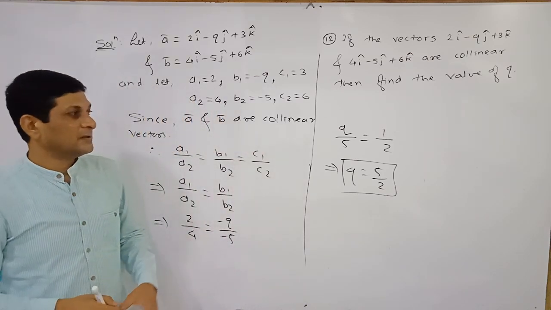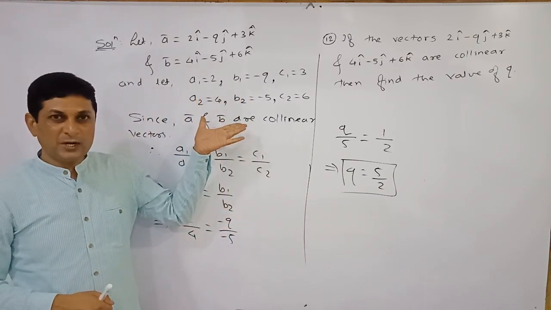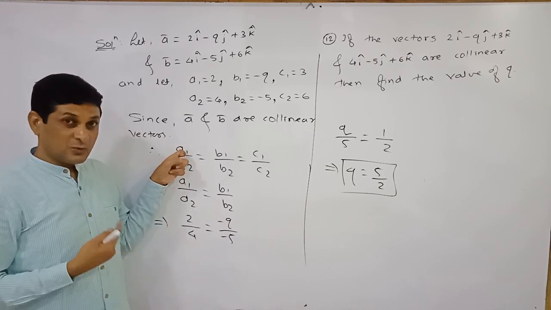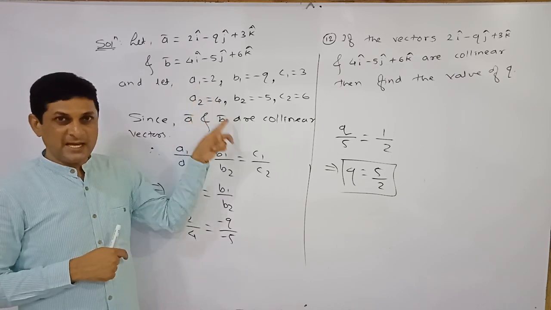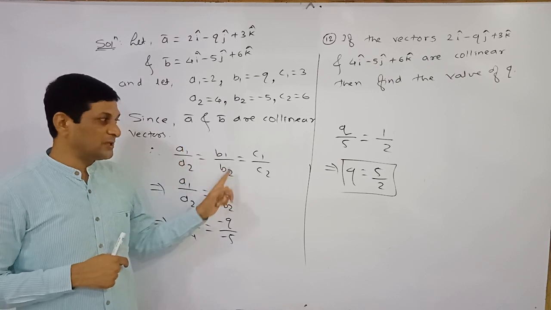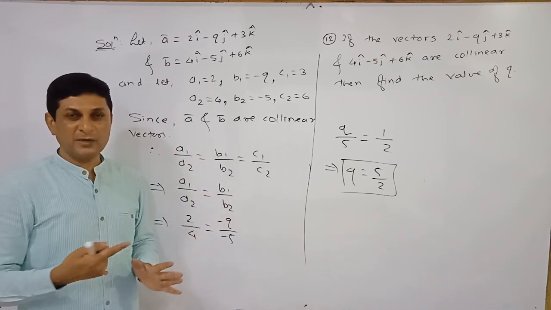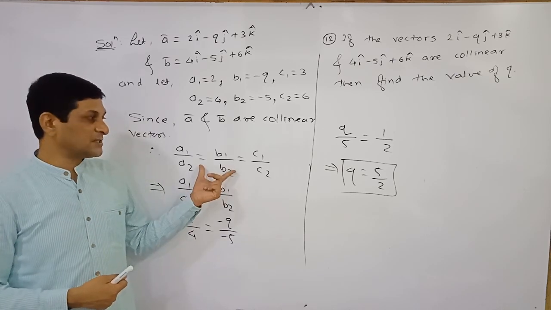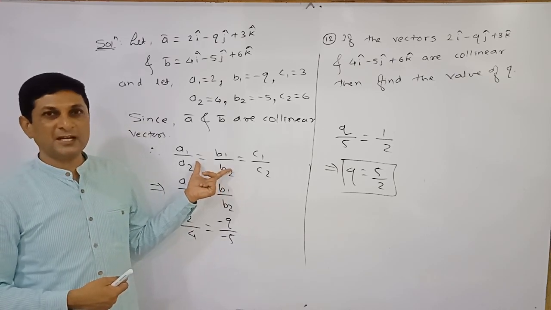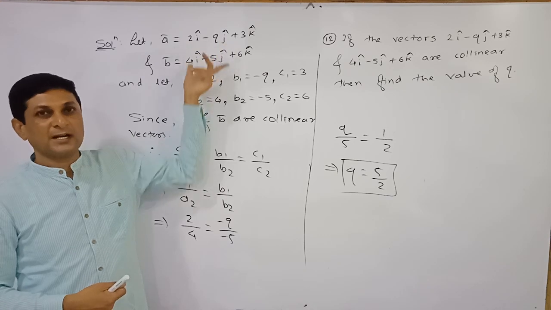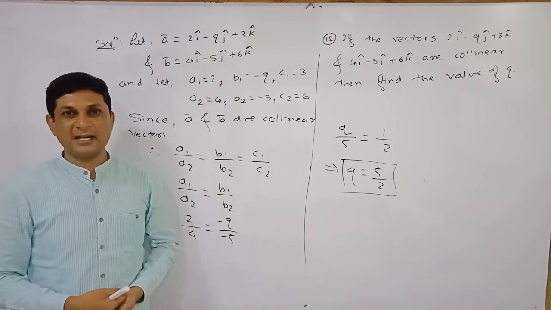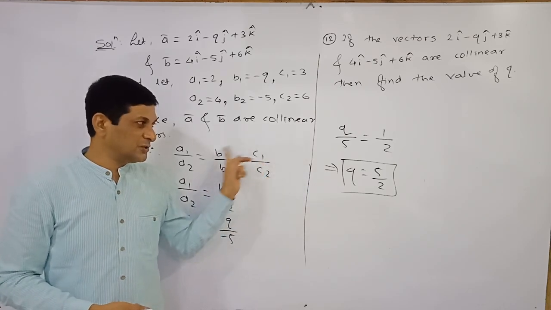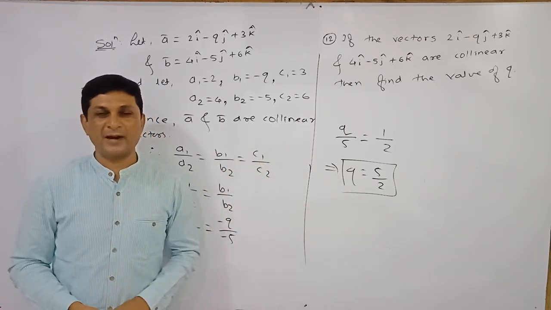5 by 2. So again remember, what is the condition if two vectors are collinear? That the ratios of the coefficients of i cap, j cap, k cap are equal, which means the values are in what? Proportion. This condition is applicable if two vectors are in what? Cartesian form, meaning in terms of i cap, j cap, k cap. In this way, simplifying using this condition, we get our required value.